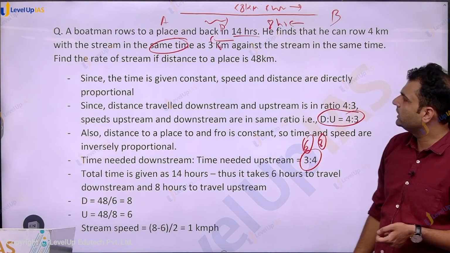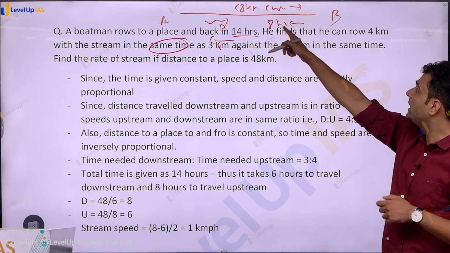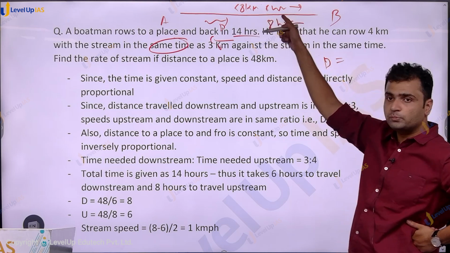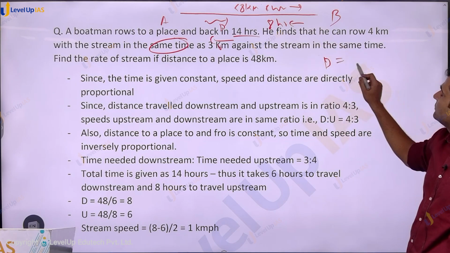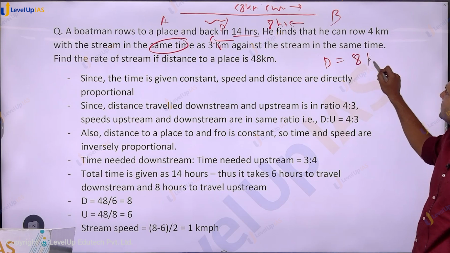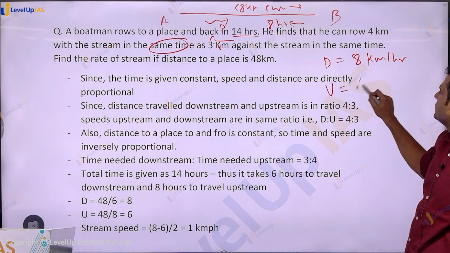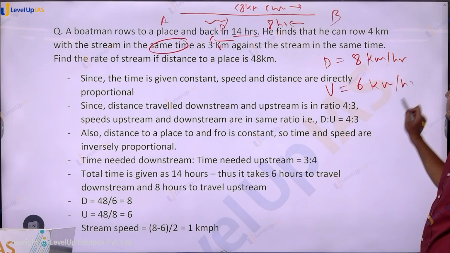Question is, what is the speed of the stream? So you can have values of D and U here. Downstream speed is equal to distance by time. So 48 by 6, which is 8 kilometers per hour. And upstream speed is distance 48 by 8, which is 6 kilometers per hour.